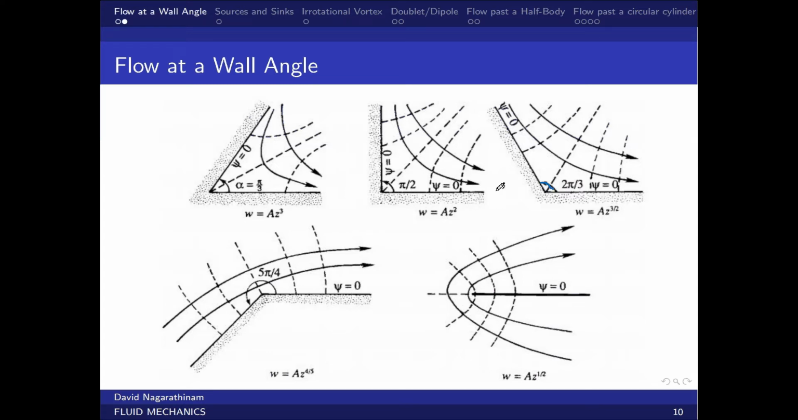Now when n becomes lesser than 1, in this particular case n is equal to 4 by 5, we have a flow past an expanding edge or an expanding corner. Whereas when n is equal to 1 by 2, we have such a flow past a flat plate like scenario.